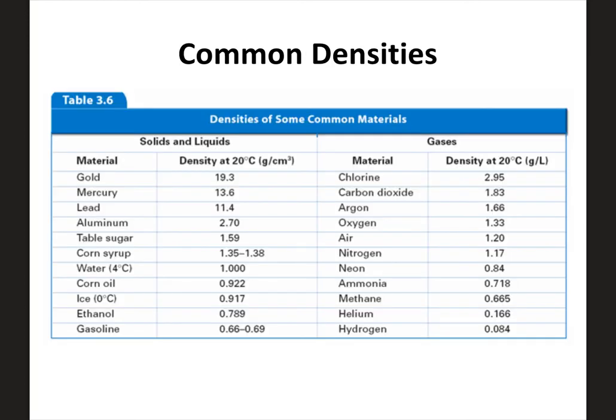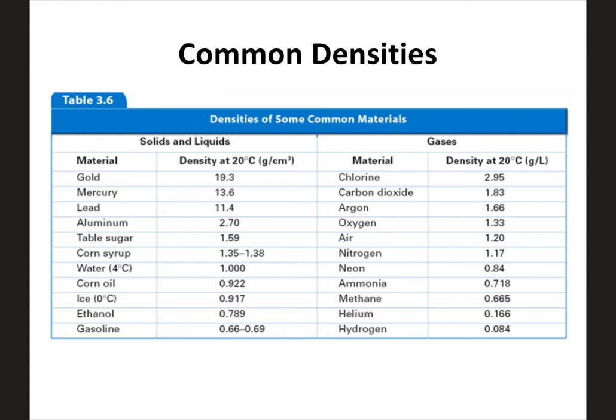This table is just showing you some common densities of different substances. You can look it over. Remember, the only one you're required to know is water, which is 1 gram per milliliter. All these are just for your reference. You can see something like gold is pretty dense. It's 19.3 grams per centimeter cube here.